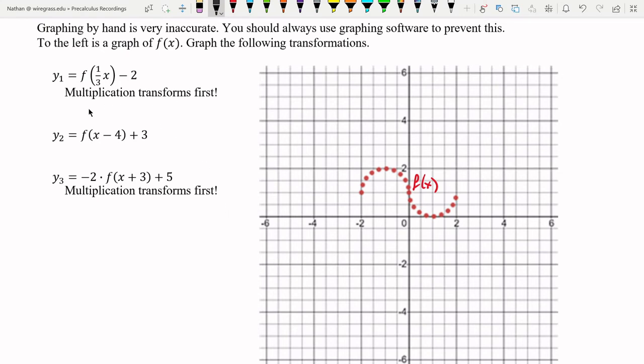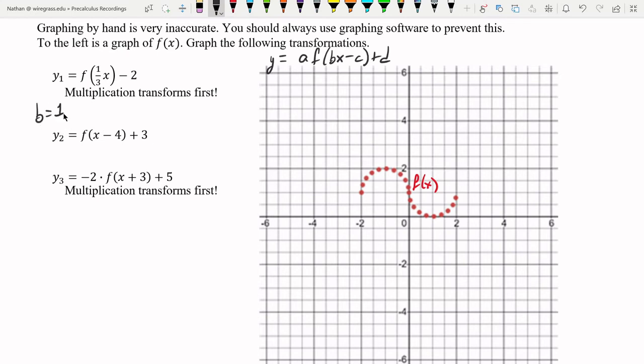Well, always keep in mind the multiplication transforms first. So in this case, we have 2 transformations, right? This was what it looked like: a times f of b(x minus c) plus d, right? That's what the function transformation is. So in this case, a is 1. That means no transformation with a.